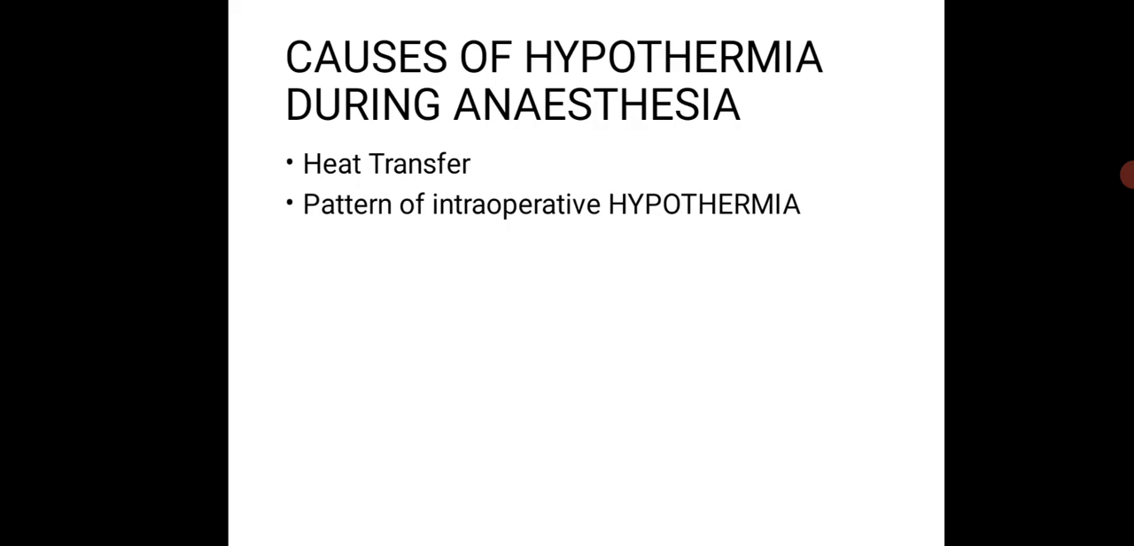Now first is heat transfer. Heat can be transferred from the patient to the environment. In how many ways? It is transmitted in 4 ways. Number one, radiation. Second is conduction. Third is convection. And fourth is evaporation. Among these mechanisms, radiation and convection contribute most of the perioperative loss.